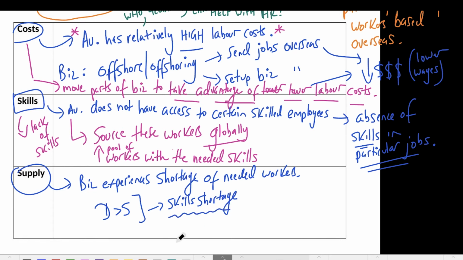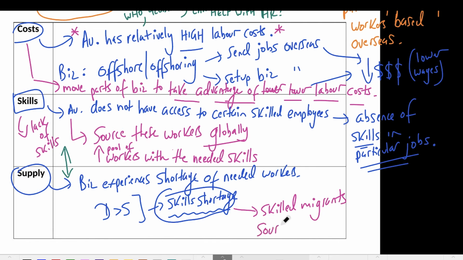Now, clearly there is a connection between skills and supply, because we are very much looking for the right number of skilled workers, but we can think about them in a slightly different way. When we've got this idea of a skills shortage, the solution is quite similar: we're going to look to skilled migrants. So we're going to use that global HR strategy of sourcing workers globally, sourcing extra workers from global markets.